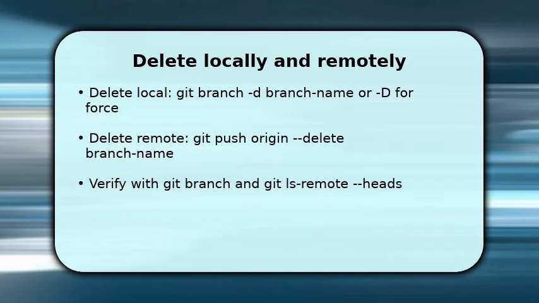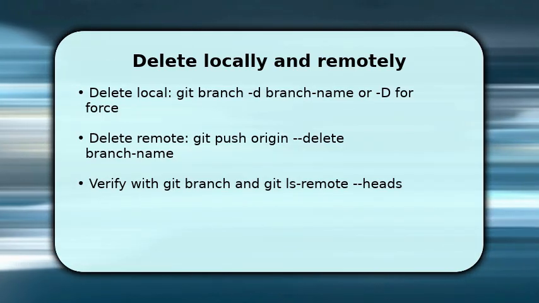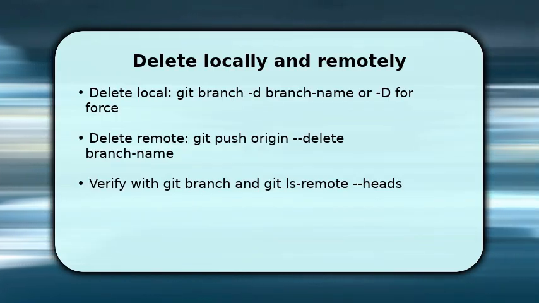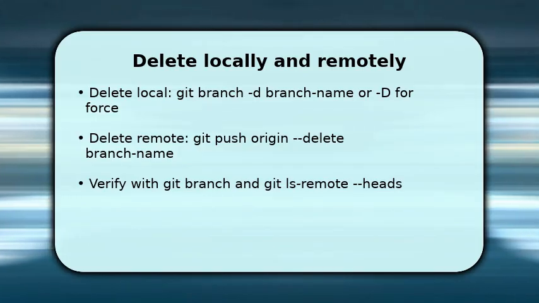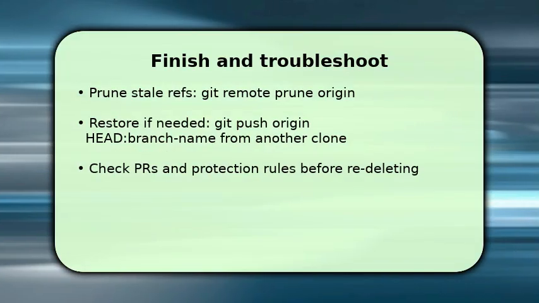After pushing, verify locally with git branch and confirm the remote is gone with git ls-remote --heads origin or git fetch --prune. If you use a GUI or GitHub web, also check the branches list to ensure it's removed. To finish, clean up stale references with git remote prune origin so your local view matches the server.